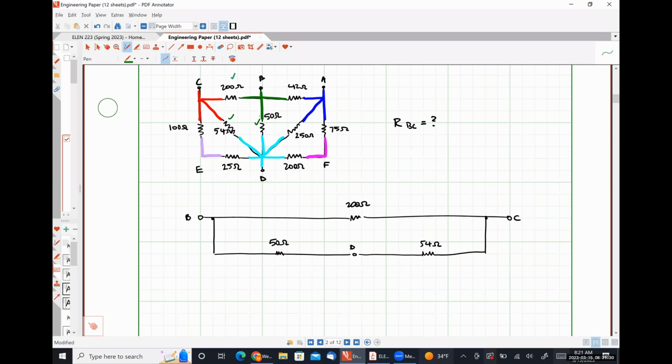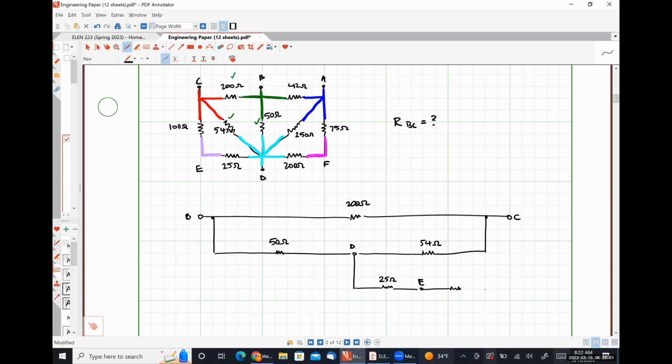So to go from D to C, instead of just going straight through the 54 ohm resistor, I could go from D to E to C. So halfway between D and C, I'm going to put node E. And I can go from D to E through the 25 ohm resistor, and I can go from E to C through the 100 ohm resistor. So now I've got pretty much the entirety of the left hand portion of the circuit taken care of, right?